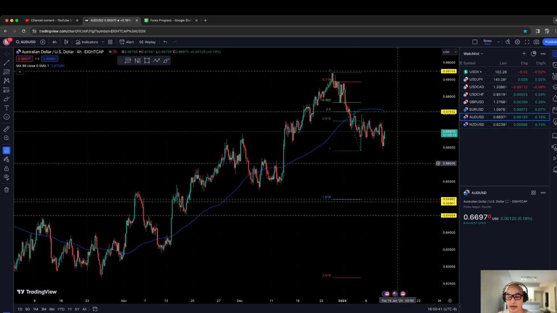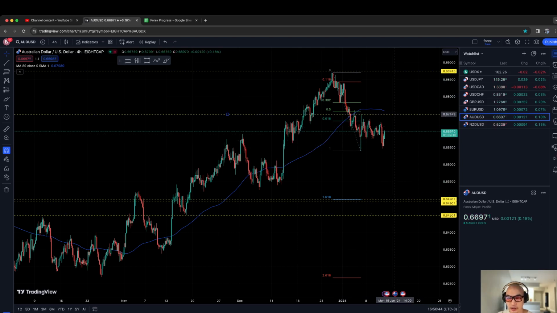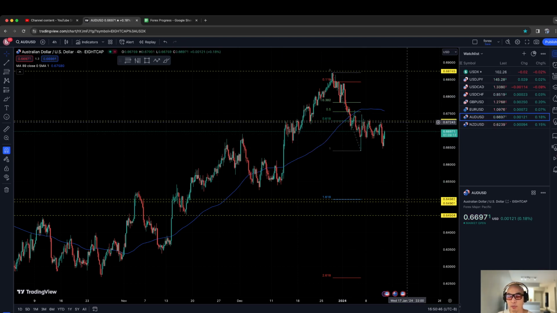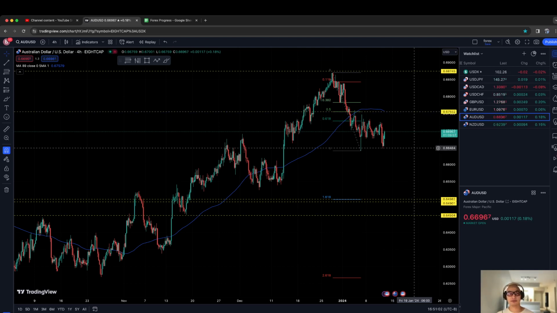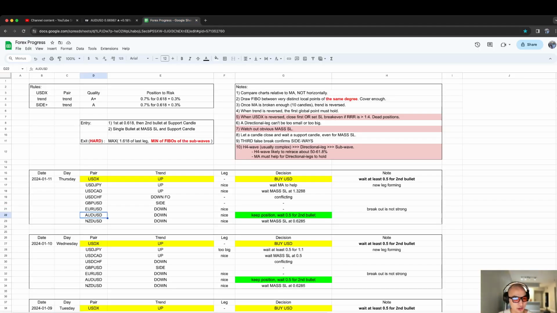I already sold my 0.7% of my account at the Fibonacci 0.61. If the market still keeps retracing, and if it reaches the Fibonacci retracement 0.5, then I'm going to sell an additional 0.3% of my account, right? So I would like to have 2 bullets to trade at any given time. So Australian dollar USD, Aussie: trend is down, leg size is nice.